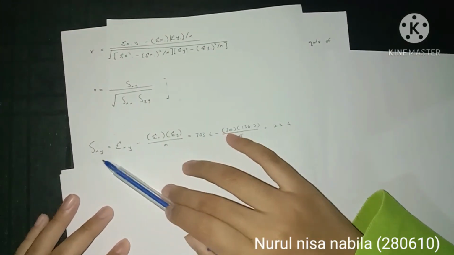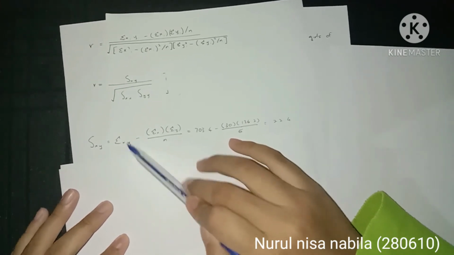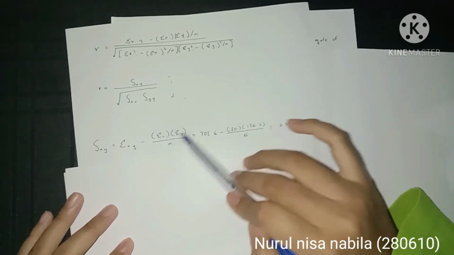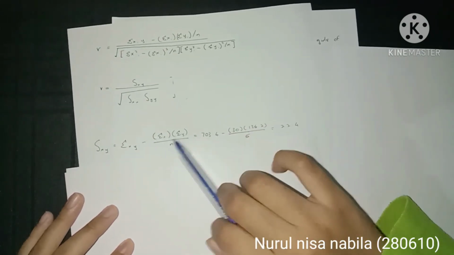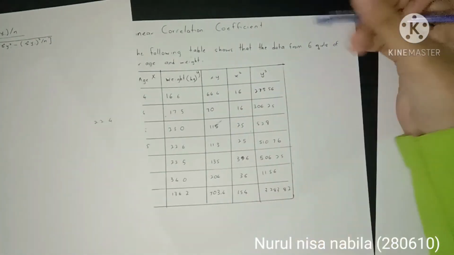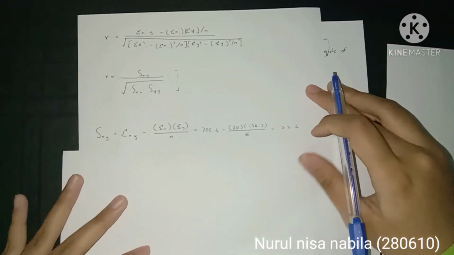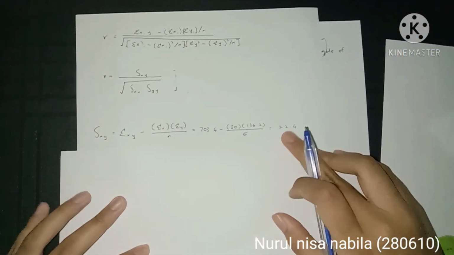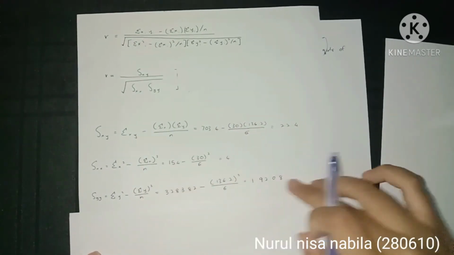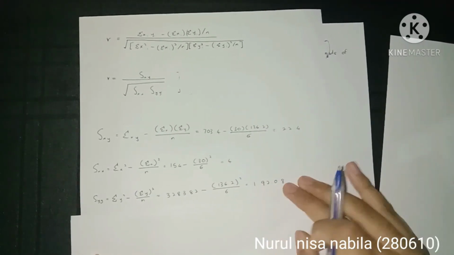SXY equals the total of XY minus total X times total Y divided by N. N is the number of these 6 girls. When calculated, you get the answer 22.4. Calculate the others and you get the answers 4 and 192.08.